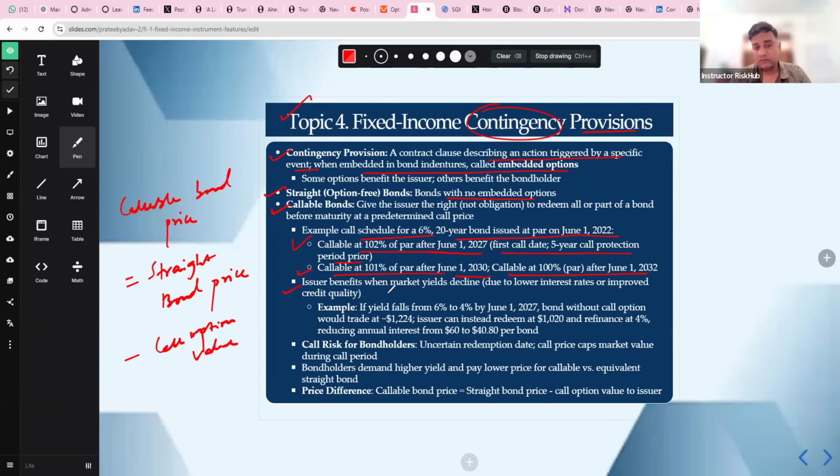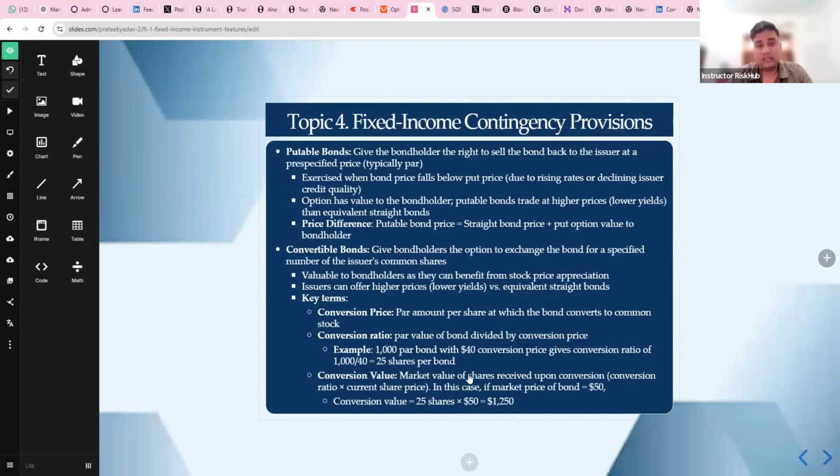Issuer benefits, which I told you, when market yields decline due to lower rates or improved credit quality. If yields fall from 6% to 4% by June 1, 2027, the bond without call option would trade at 1,224. Issuer can redeem at 1,020 and refinance at 4%, reducing annual interest from 60 to 40.80 per bond. There's definitely a call risk for your bondholder: uncertain redemption date, call price caps market value during call period. Bondholders demand higher yield and pay lower price for callable versus equivalent straight bond. Price difference, which we have discussed: callable bond price equals straight bond price minus the call option value to the issuer.